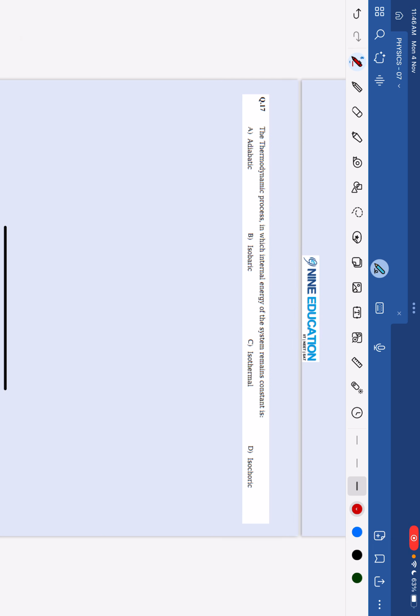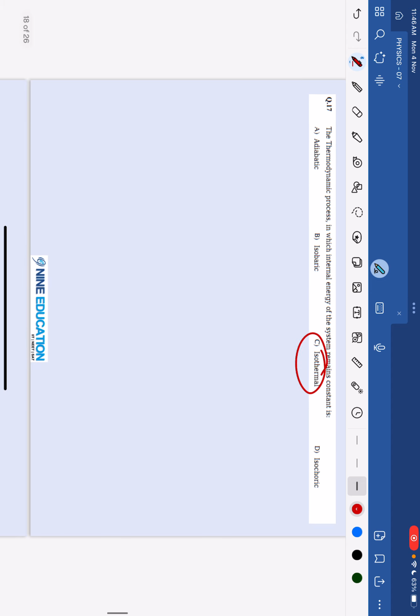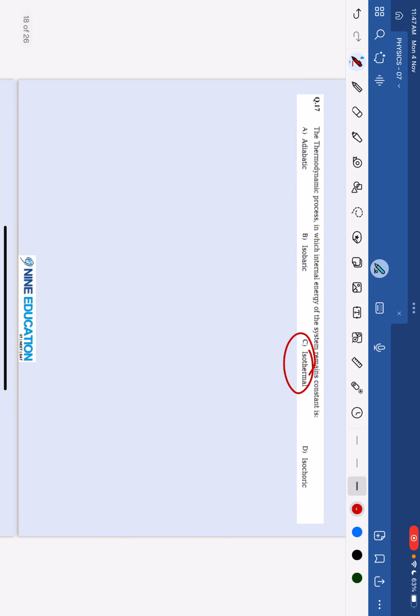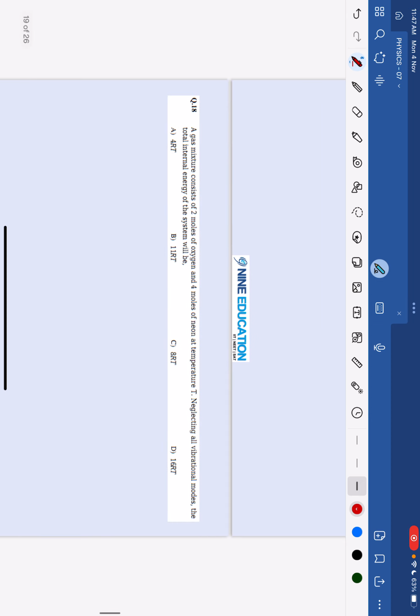Next question, the thermodynamic process in which the internal energy of the system remains constant. Internal energy of the system constant means it is an isothermal process, because we are not changing the temperature of the gas.